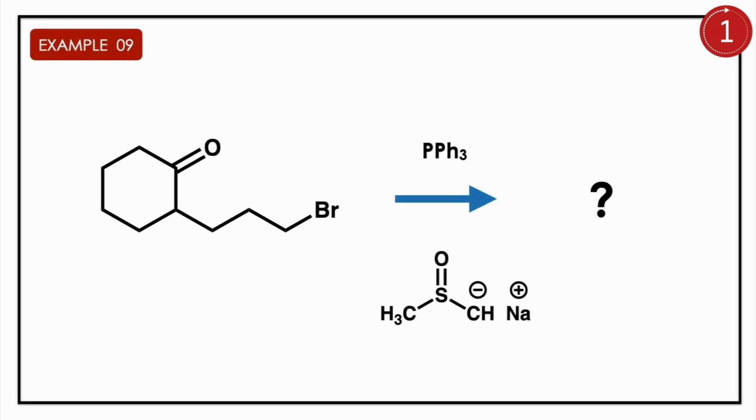Then the next example. Here you have cyclohexanone. In the alpha position you have a side chain with bromine. You are using phosphine and a sulfoxy compound with CH minus. You should find what will be the final product.